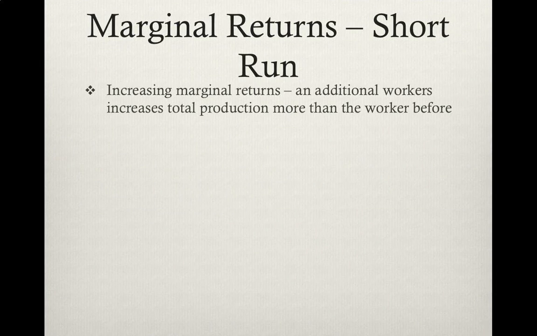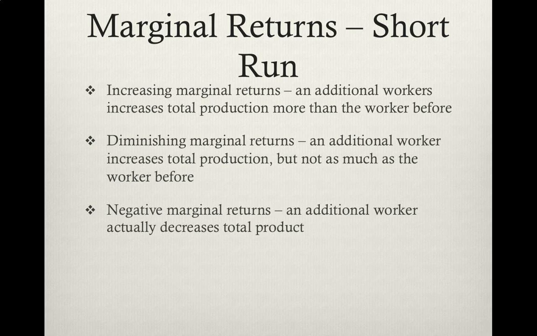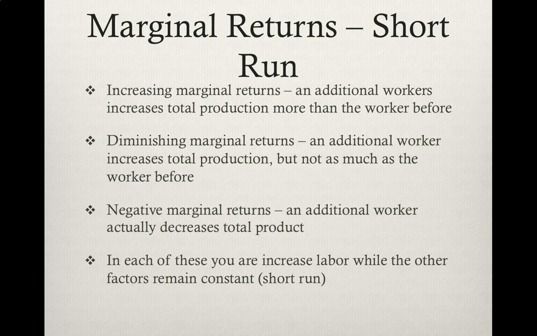So marginal returns in the short run. We have increasing marginal returns, and we just saw that. When we add an additional worker, that additional worker actually increases total production more than the worker before them. Then we enter into diminishing returns, where an additional worker actually increases our total product, but not as much as the worker before. And then we can actually see negative marginal returns. An additional worker actually decreases total product.